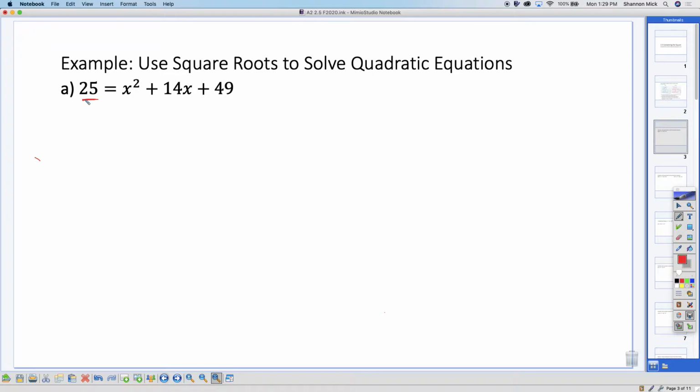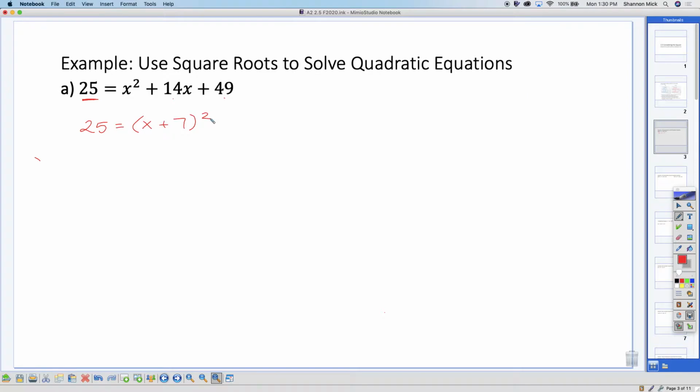Okay. So I have the factors of 49 that equal 14. 7 and 7. Correct? So I have 25 equals x plus 7 squared. And if that 14 was a negative, it would be x minus 7. Correct? Now, this method works as long as you can factor the trinomial into a perfect square. Okay? The right-hand side, the 25, really doesn't have to be a perfect square, but the polynomial has to be. Does everyone get me? Okay?